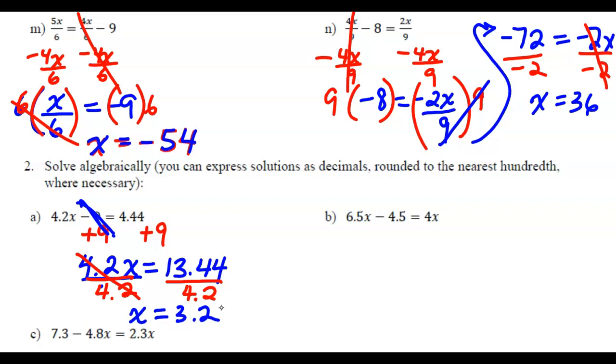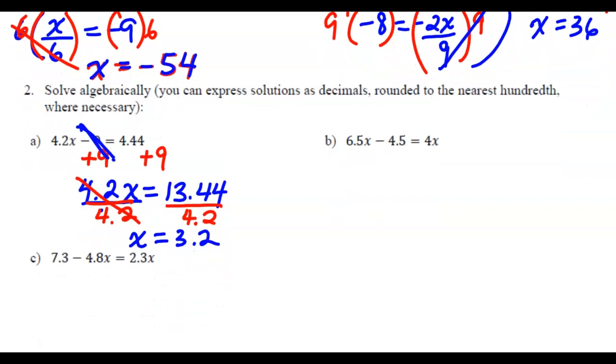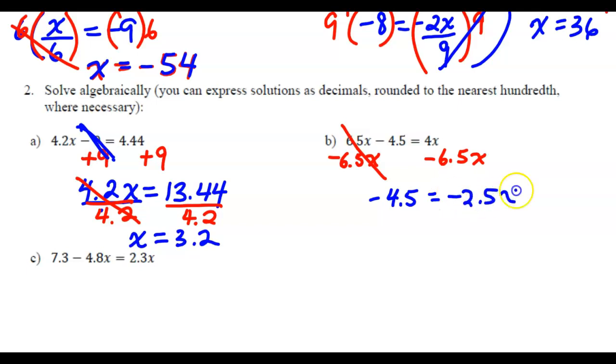So in A, we added the constant term to both sides. In B, we are going to do the x term. So I'm going to get rid of the 6.5x on the left. And then 4 minus 6.5, okay, that's the x term. They're like terms. So that's going to be negative 2.5x.